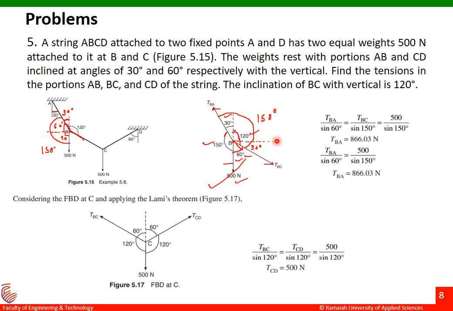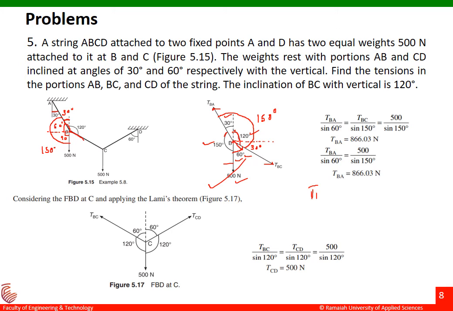Okay, so with the help of this equation, we can get the answer for TBA. TBA is given by the expression, that is 500 divided by sine 150 into sine 60 degrees. You are going to get the answer as 866.03 Newton there. This is my answer for TBA, but TBC is not given here. Let us find out the answer for TBC.